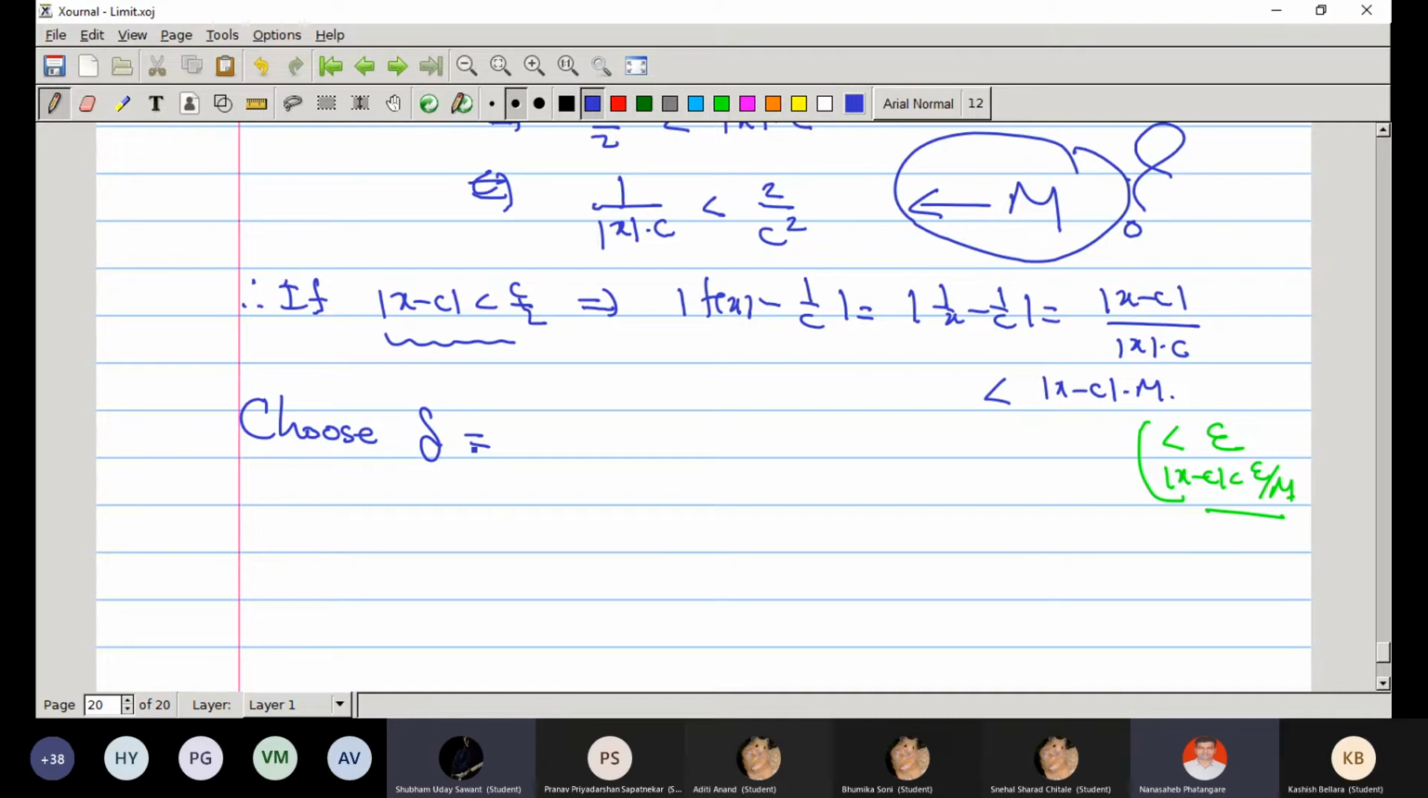C square epsilon by 2. What is the choice of delta? Can you see this green color? x minus c less than epsilon upon m. If we want to make x minus c into m less than epsilon, x minus c should be less than epsilon upon m.